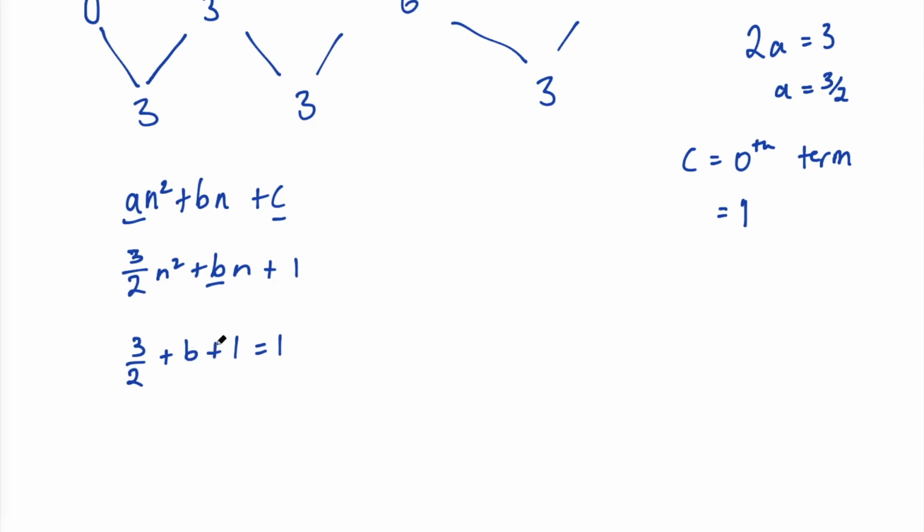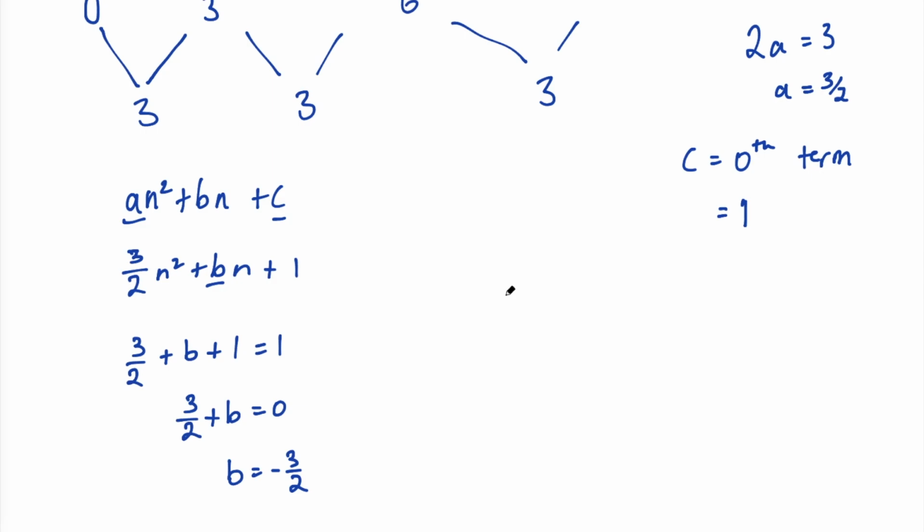So we start by subtracting everything from the left-hand side. We want to get b by itself on the left-hand side. So we're going to subtract 1, and if we subtract 1 from the left-hand side, we have to subtract it from the right as well. So this would be 3 on 2 plus b equals 0. Then we want to subtract 3 on 2 from the left-hand side. We also have to subtract it from the right-hand side. So we end up with b equals negative 3 on 2.